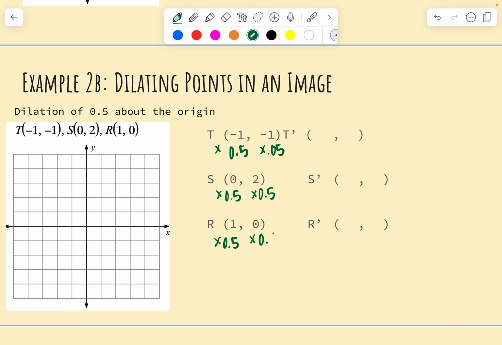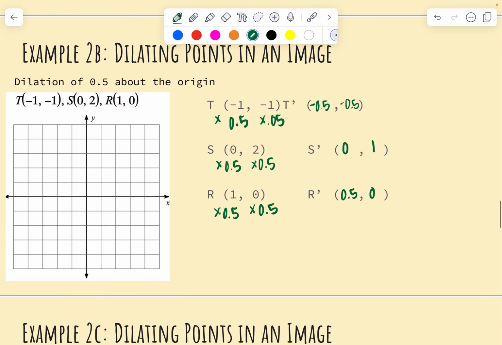So our new points then are going to be negative 0.5, negative 0.5 for T prime. S prime, 0 times 0.5 is still 0. 2 times 0.5 is 1. And our R prime, 1 times 0.5 is 0.5. 0 times 0.5 is 0. So let's graph this one quick just so you can see what it looks like if it's getting smaller.